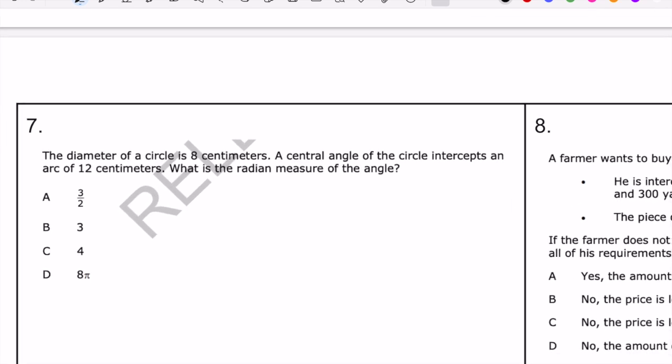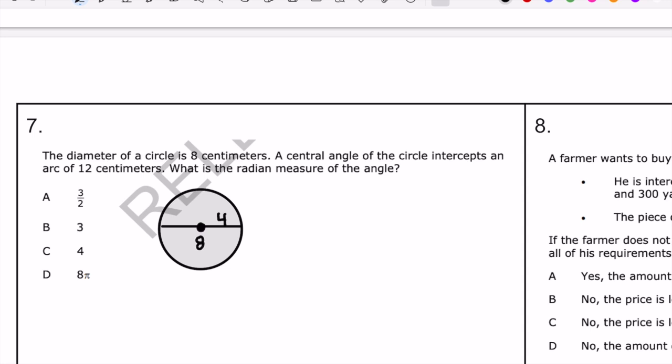All right, number 7. Number 7 says I have a diameter of a circle. In my diameter of my circle, it says that I have 8 centimeters. So the first thing that I'm going to think about is the fact that if I have a diameter that's 8 centimeters, then I know I have a radius that is 4 centimeters. Okay, so we have a total of 8, but a radius of 4.